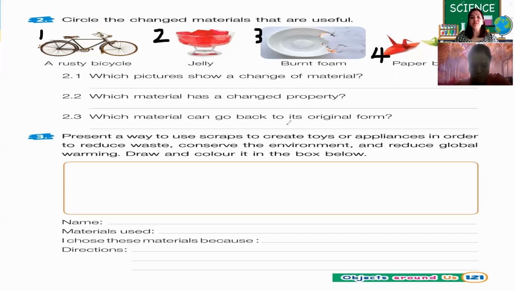How about number 3? Which material can go back to its original form? Just like what teacher D said, paper birds. Because of paper, when you fold it, it will turn like paper birds. But when you unfold it, it will turn to one paper, still a paper. So the answer in number 3 is 4, paper birds.